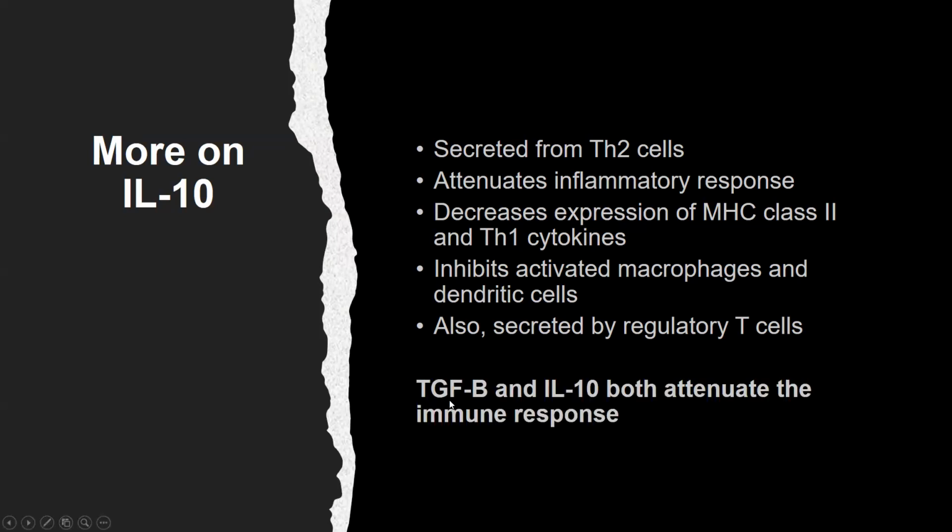Tumor necrosis factor beta and IL-10 both attenuate our immune response. So these could be the calmers or the anti-inflammatory cytokines that you should know. They help calm the immune system. They help balance the activation of the immune system.